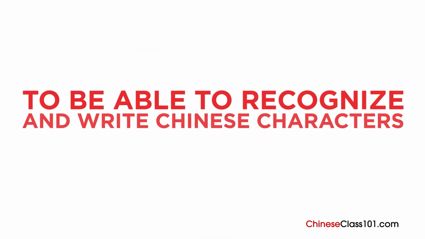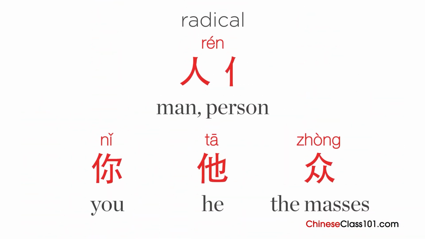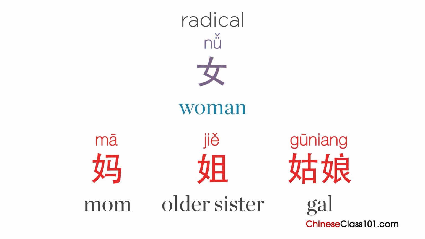To be able to recognize and write Chinese characters, you should know the basic radicals. Now we'll give you a few of the most commonly used radicals. 人 or its variation means man or person. It's present in words like 你, you, 他, he, 众, the masses. 女 meaning woman. It's in words like 妈, mom, 姐, older sister, 姑娘, girl.